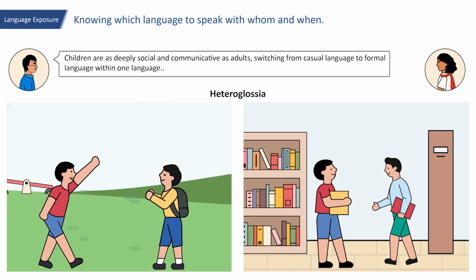Children are as deeply social and communicative as adults, switching from casual language to formal language within one language.